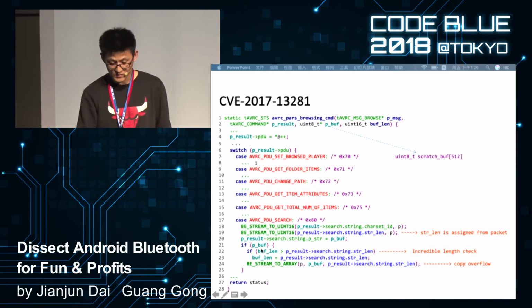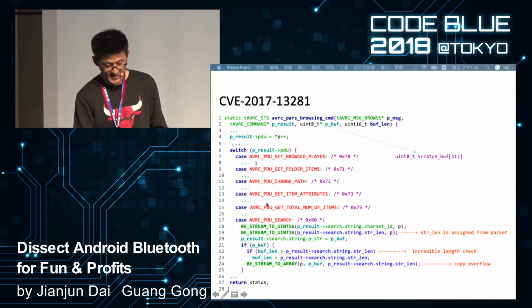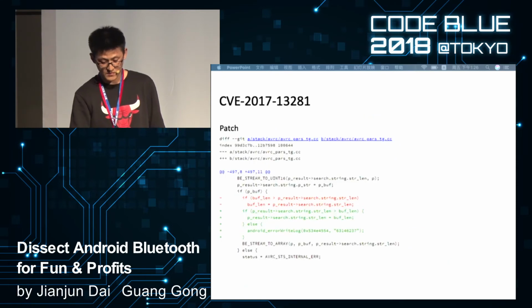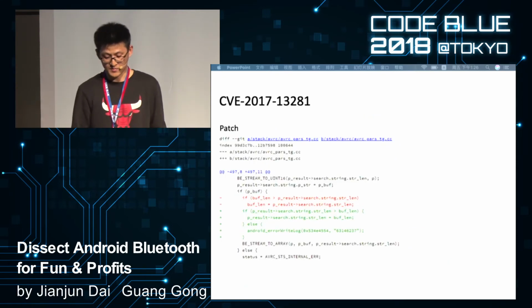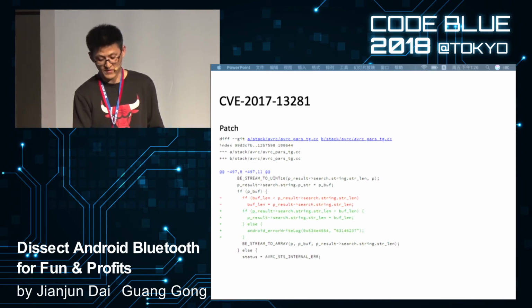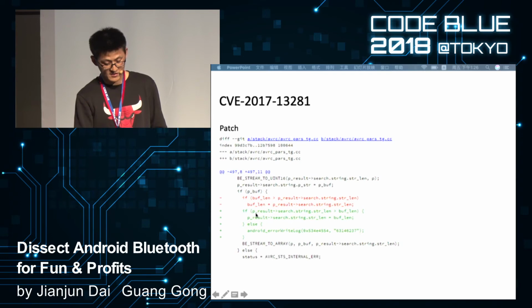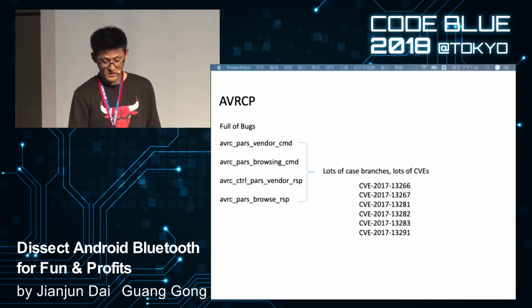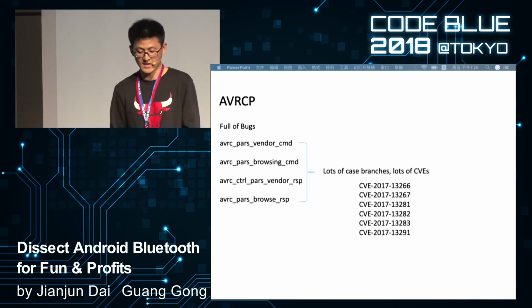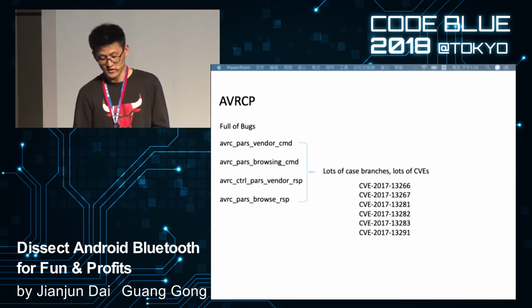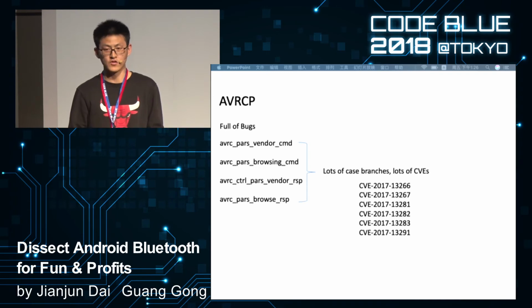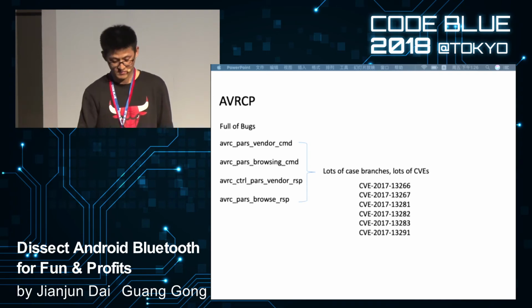In addition, almost all case branches have experienced this vulnerability. The patch of this bug is very simple: correct the comparison of buff_len and strlen. In controller and target handlers, there are a lot of switch case branches and, of course, a lot of critical bugs.